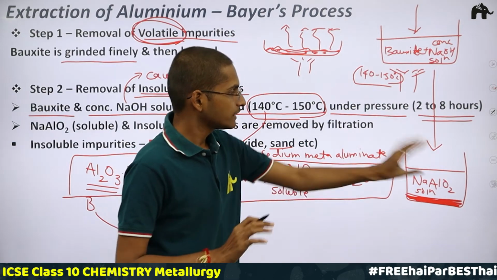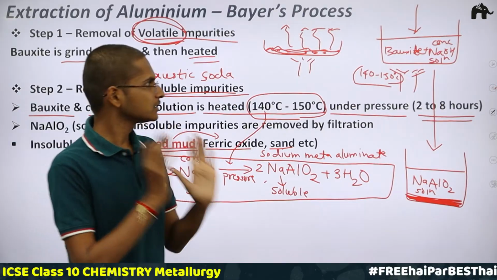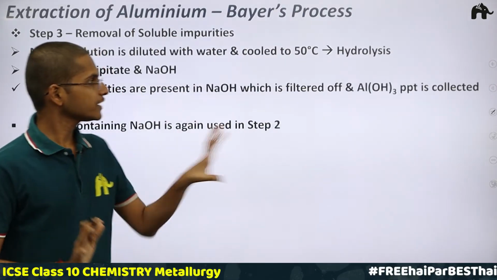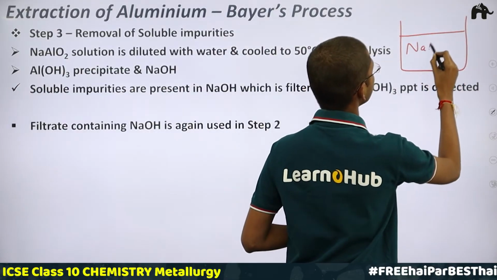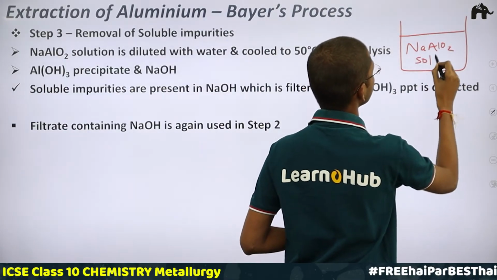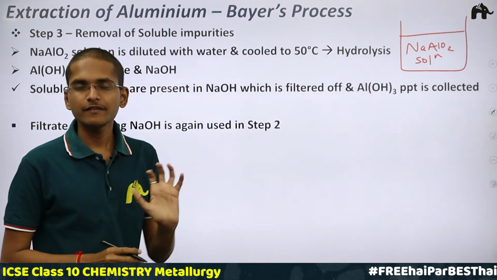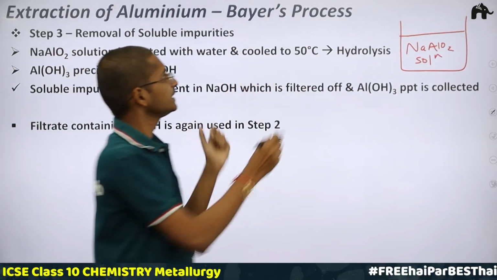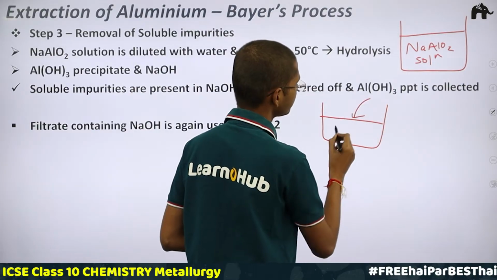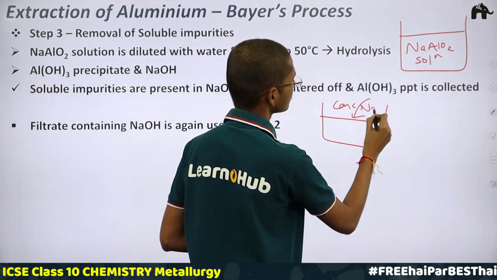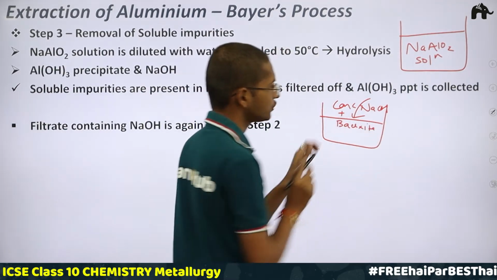Very simple. Now with the help of this NaAlO2 solution, we are going to carry out the third step. So let's move on to the third one. Now what do we have? We have this NaAlO2 solution, but don't get fooled. What we have done is we have added concentrated NaOH to bauxite, here in step 2.